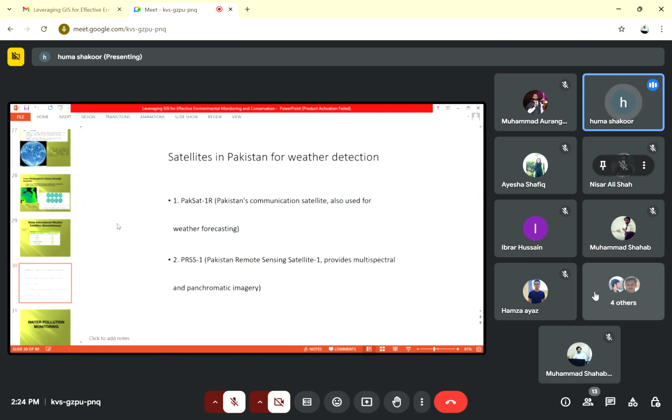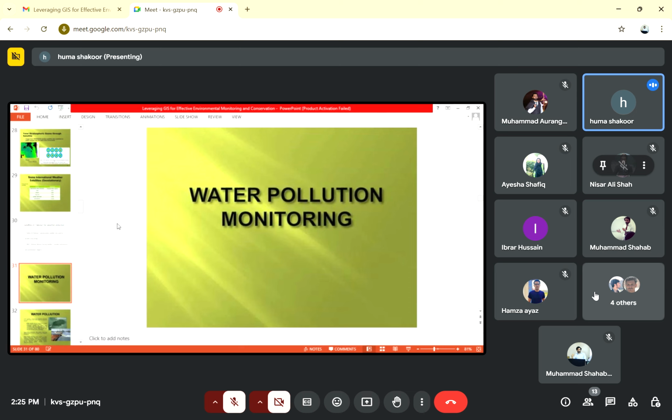Satellites in Pakistan for weather detection. There are different satellites that are used in Pakistan for the detection of weather. That is PAKSat 1, Pakistan Communication Satellite, for weather forecasting, and PRSS 1, Pakistan Remote Sensing Satellite, which provides multispectral and photometric imagery.